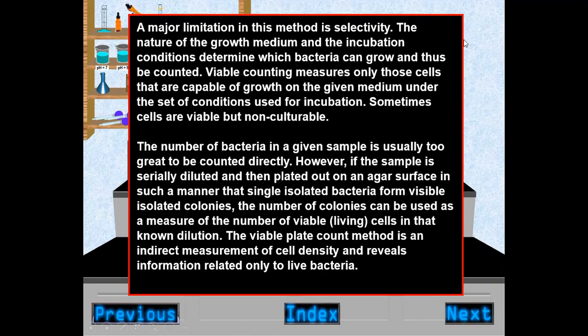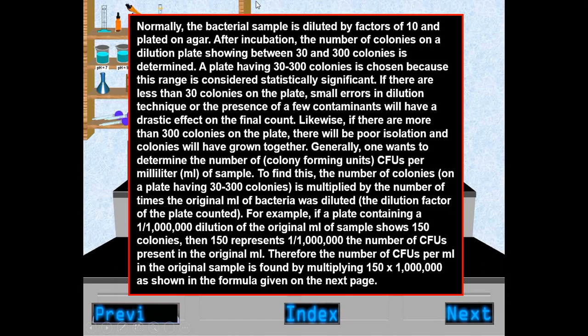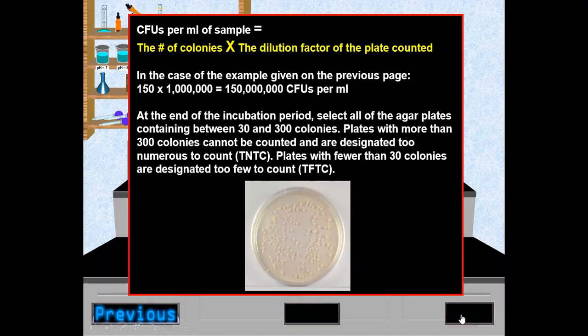Next. So this is more description about this method. This is also the same. Next. CFU per milliliter of sample equals the number of colonies times the dilution factor of the plate counted.